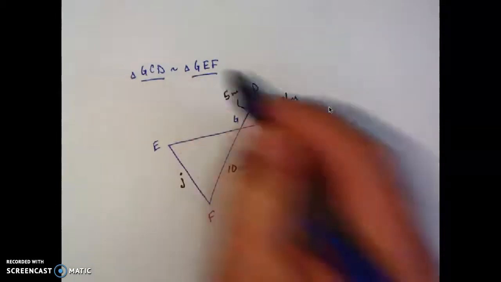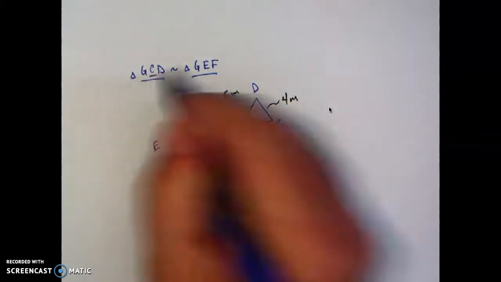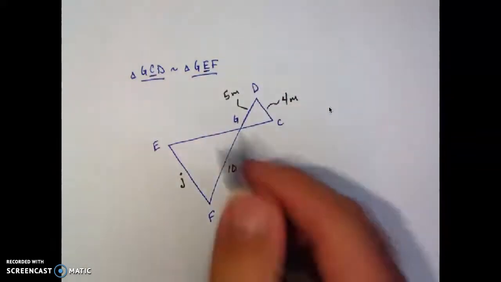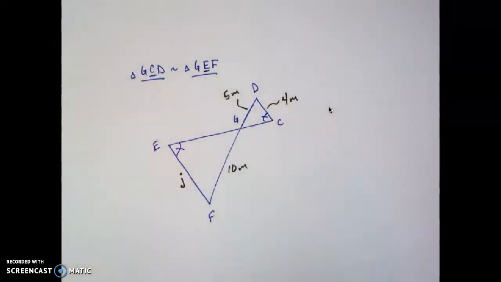Remember, it lines up our corresponding parts and it gives us our congruent angles. And so I know just by the way this is written that angle C and angle E are congruent to each other. Here's angle E, here's angle C. They are going to be congruent.